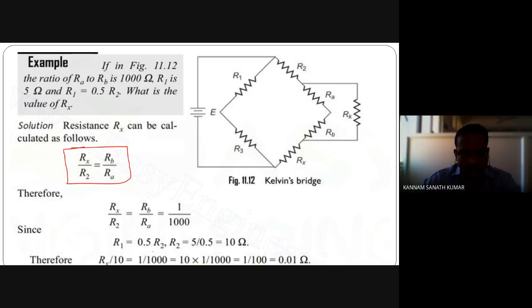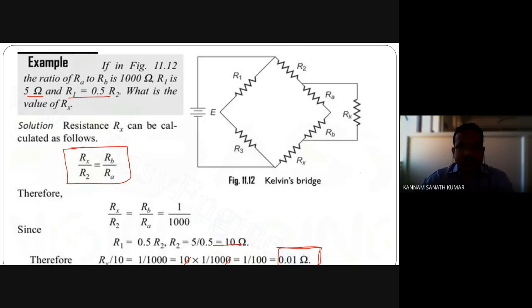But what is R1? Given R1 equals 0.5 R2, from here you can simply find R2. R1 is 5 ohms, so 5 by 0.5 gives R2 as 10 ohms. So Rx by 10 equals 1 by 1000, so Rx equals 10 into 1 by 1000. The zero cancels, and you get Rx equal to 0.01. Like this you can find the unknown resistance.